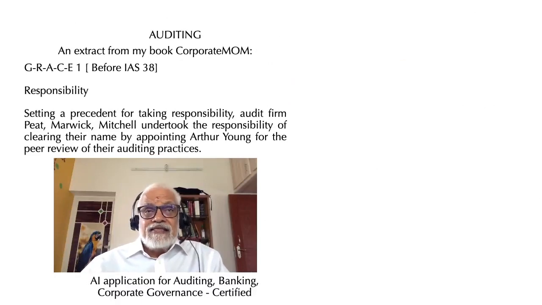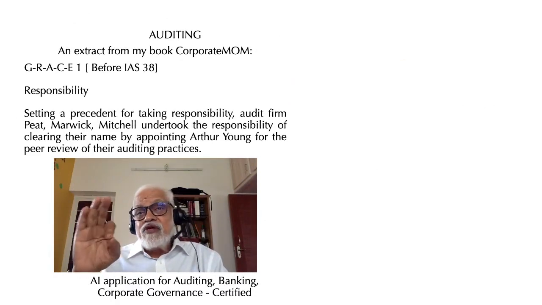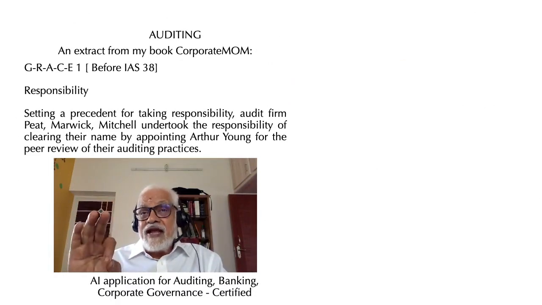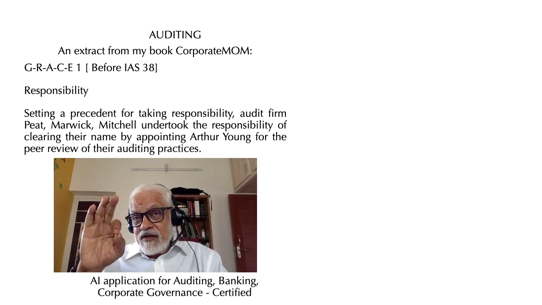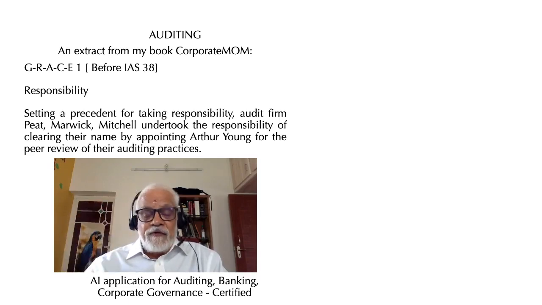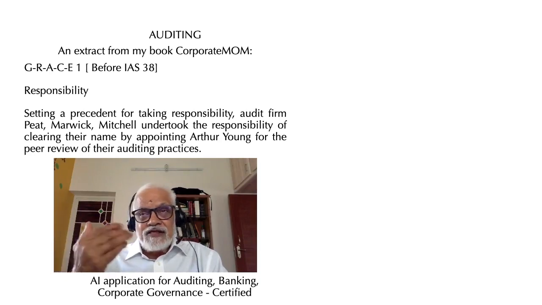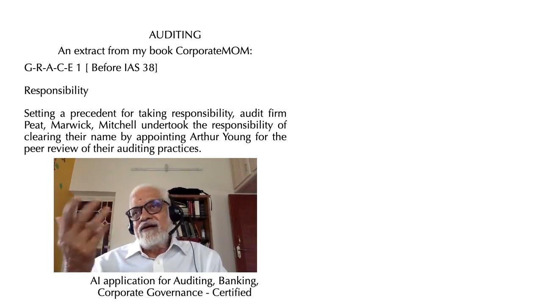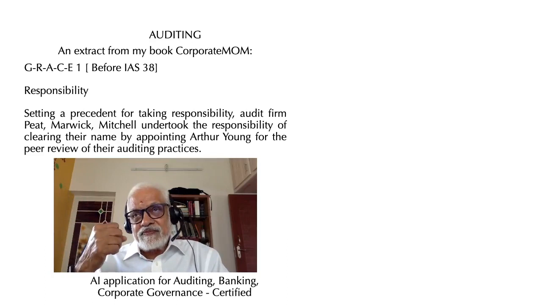Responsibility. Setting a precedent for taking responsibility, the audit firm Peat Marwick Mitchell undertook the responsibility of clearing their name by appointing Arthur Young for the peer review of their auditing practices. It was a very good one which was being done at that point of time, given the various problems with companies which had been bribing big people all over the world.